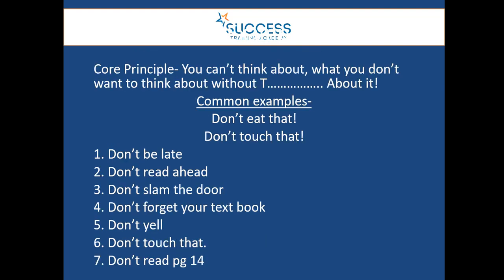So for example, you don't want to say things like, don't be late, don't read ahead, don't slam the door, don't forget your textbook, don't yell, don't touch that, don't read page 14. And this comes back to the fundamental principle that you can't think about what you don't want to think about without thinking about it. So if I actually say to you, don't slam the door, your brain is automatically going to focus on slamming the door, and there's a higher probability that you're going to unconsciously slam the door.